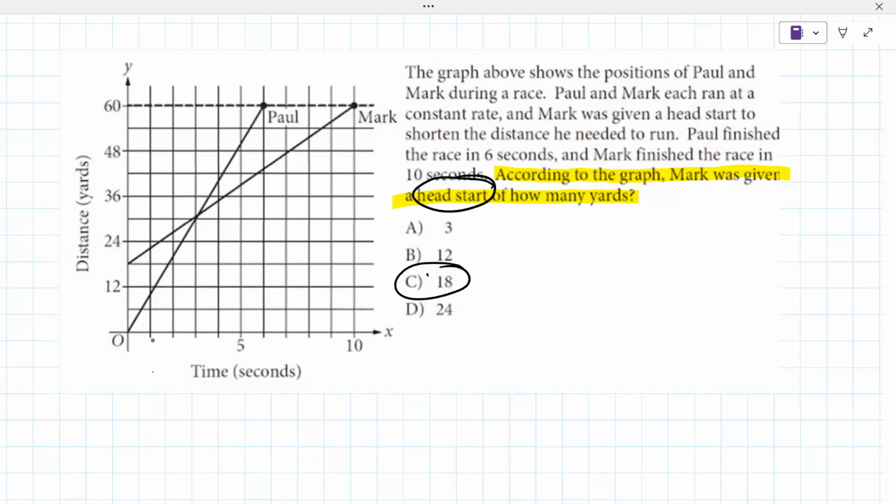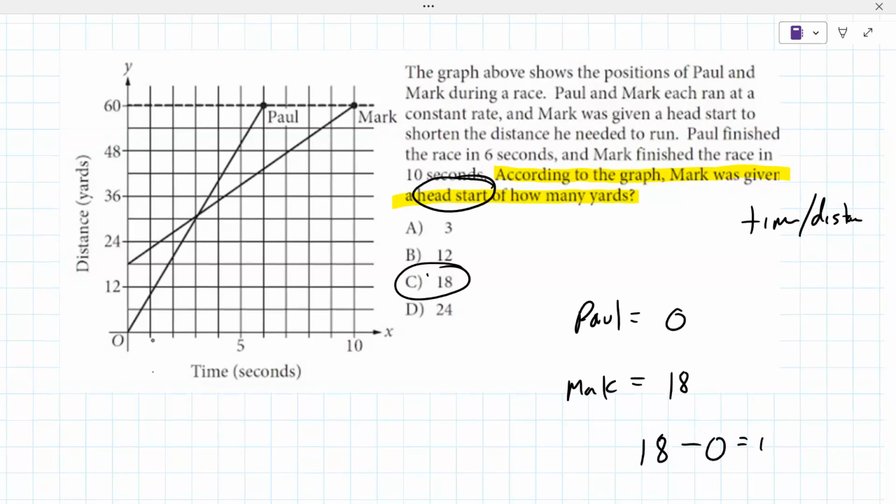Well, like in a race, if I gave you 5 seconds to run before you start running, so it could be time. Could it also be distance? Yeah. Okay, what is Paul starting at? What's his distance? Paul is at 0. And what is Mark starting at? 18. Okay, 18 minus 0 is 18.